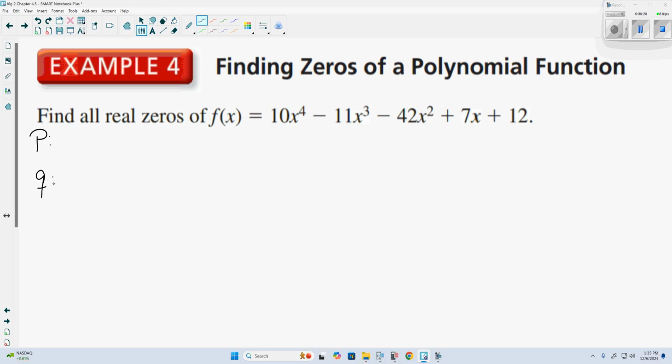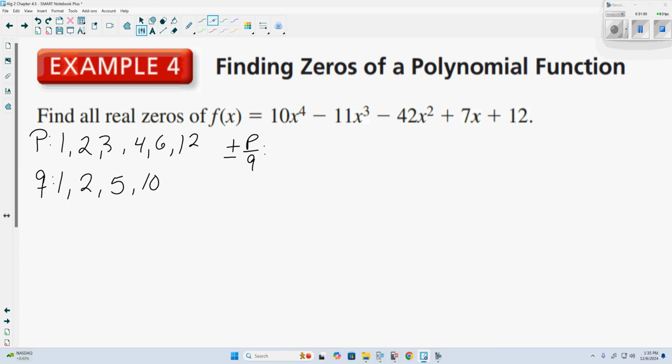P, in our case, is what? What number is going to be P that we're looking for? Factors of what? 12. Factors of 12. So 1 and 12, 2 and 6, 3 and 4. So factors of P, factors of 12. Q, what is our Q number? 10. So we're looking for factors of 10, which is 1 and 10, 2 and 5. Plus or minus P over Q.